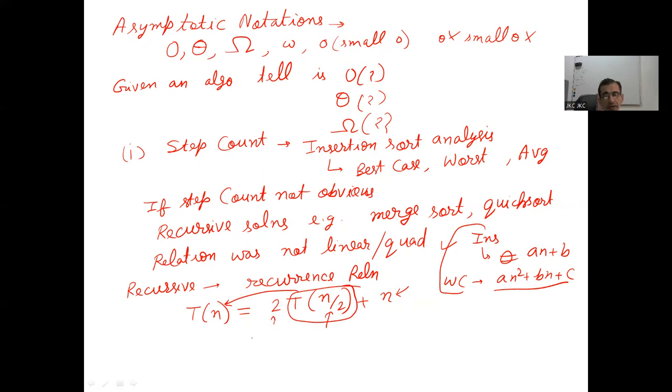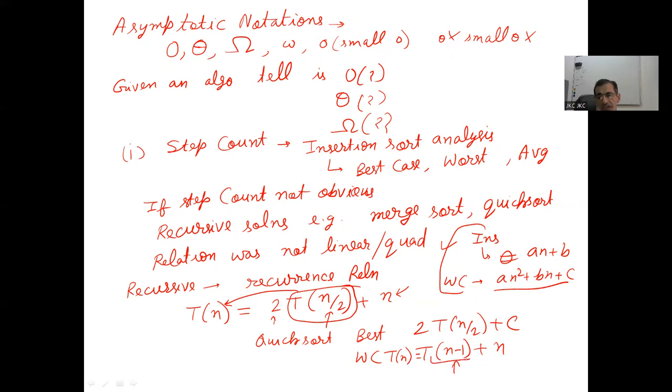For quick sort also, we could say that in quick sort, best case, it will become something like 2T(n/2) plus n. For the worst case, I could say it became T(n-1) plus n. So T(n) is equal to T(n-1) plus n. Again, T uses the same T with a smaller size of n.